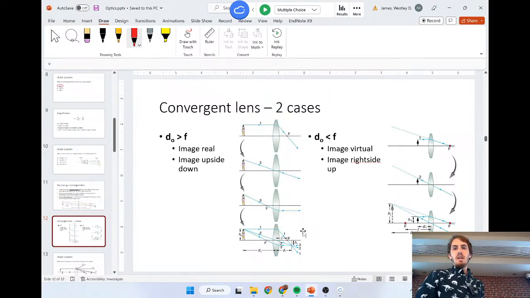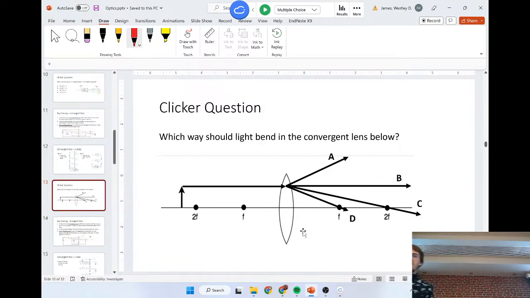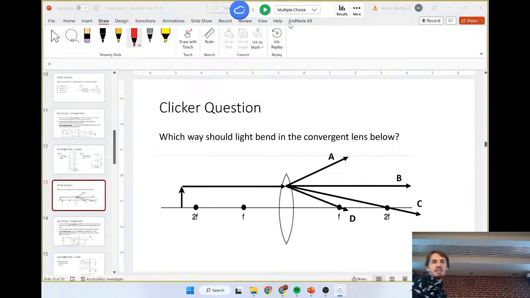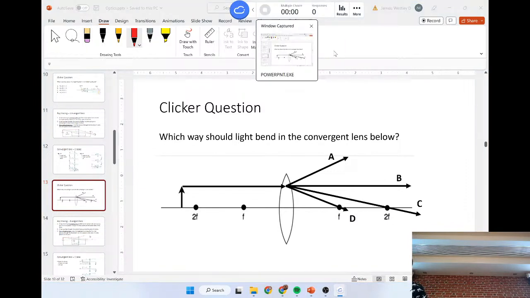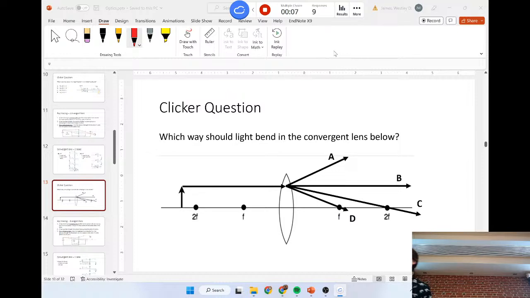So, anyway. All right. Case in point, this is a great question that could easily show up in a quiz. I'll go ahead and hit play, start collecting stuff. I have an object located here, much farther than the focal point. Which way should light bend in the following image?